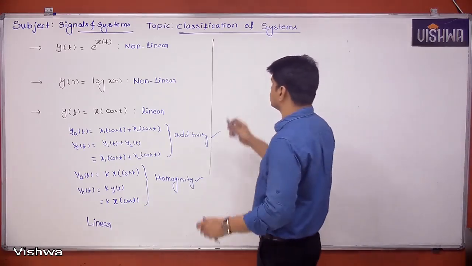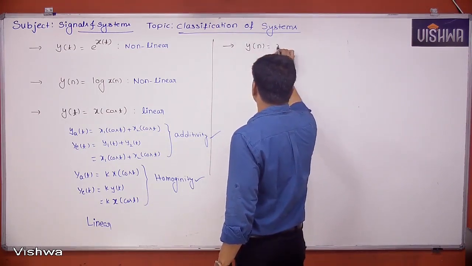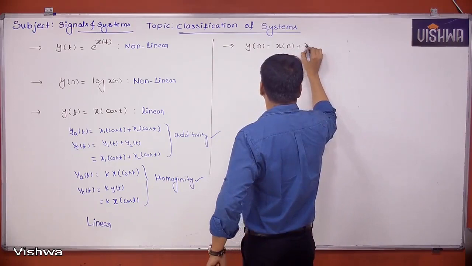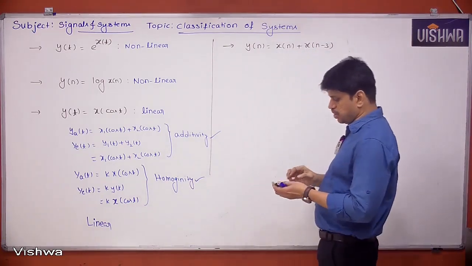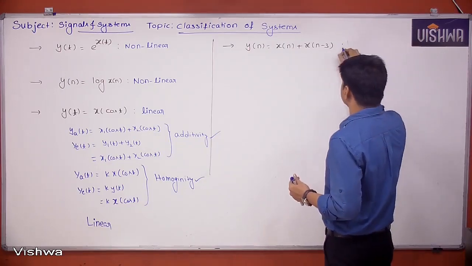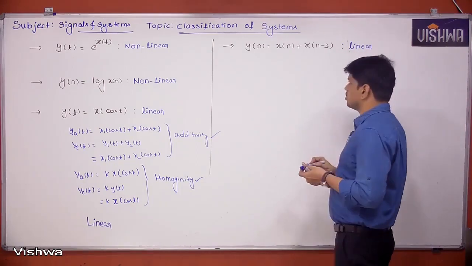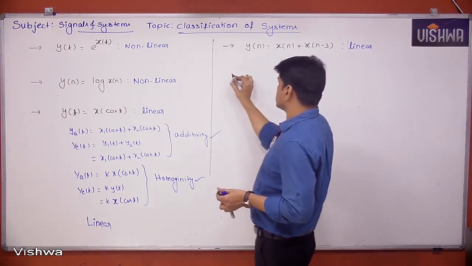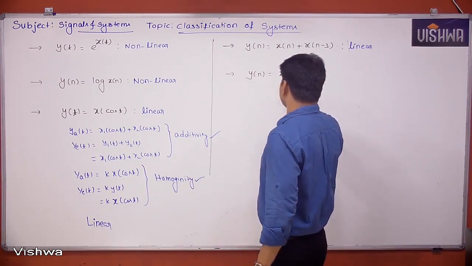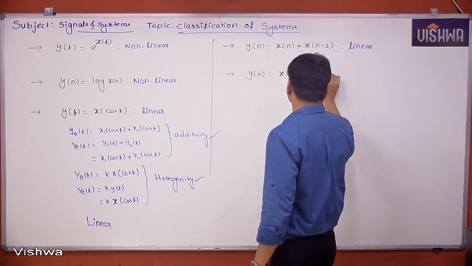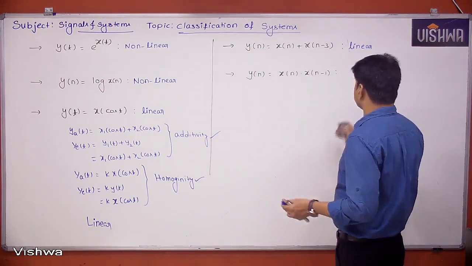Next, if I take y of n is equal to x of n plus x of n minus 3, still it is going to be a linear system. You can do it. It's not a big deal. Next, y of n is equal to x of n into x of n minus 1. Then this is going to be a nonlinear system. I will prove it now.